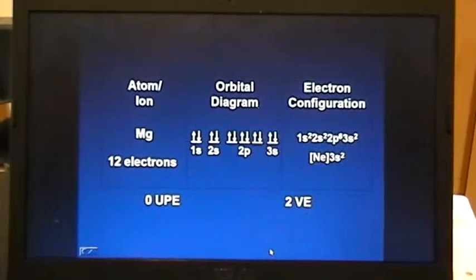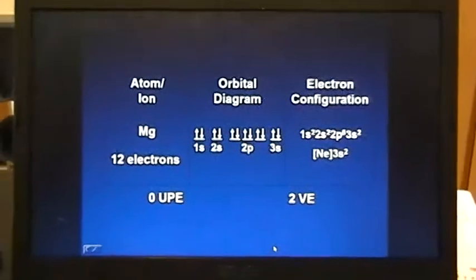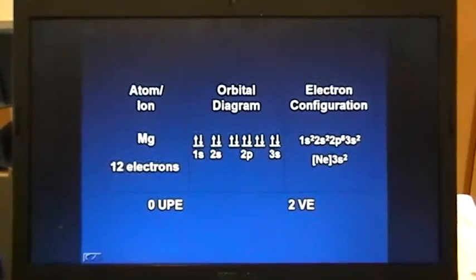That is the end of this video. Our next video will look at how electron configurations relate to quantum numbers and a few other things.